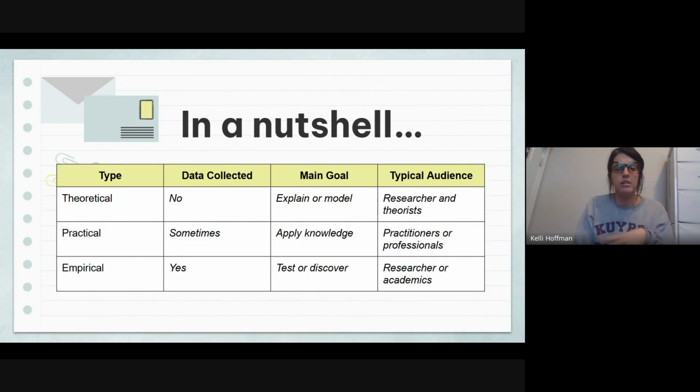Now, the empirical studies, which is what we, in a sense, are writing, because we're going to be doing a research study.